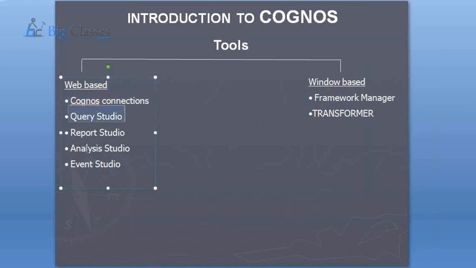And then we look into Query Studio, Analysis Studio, Event Studio, and the newly added Business Insight Advanced, different tools. And then I'll give you an overview of Transformer. Transformer is a cube creation tool. Actually, from IBM itself, the license is different and the course is also different, but I'll give you an overview in these sessions itself. This is our agenda.